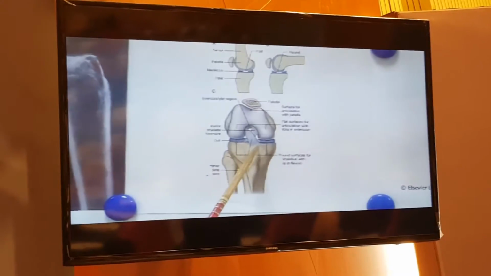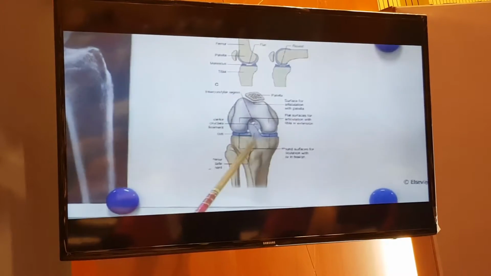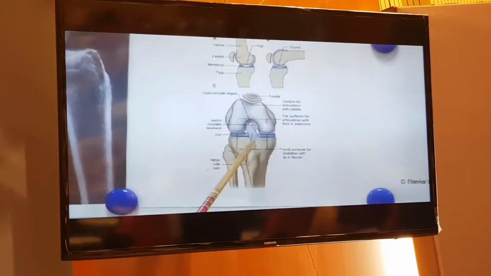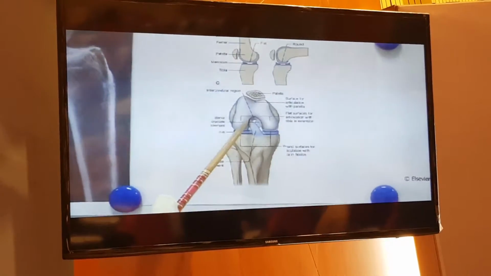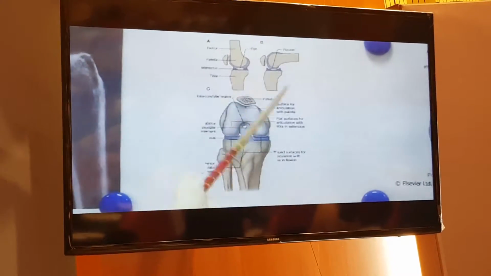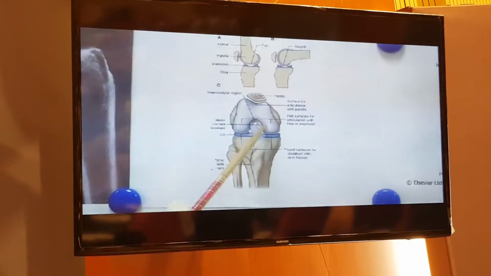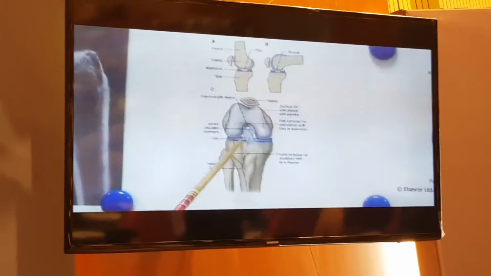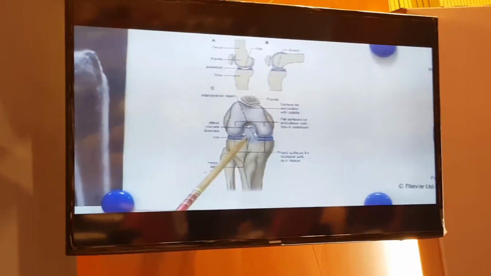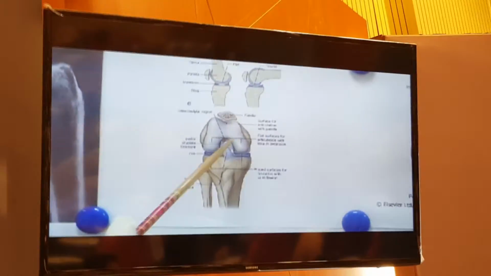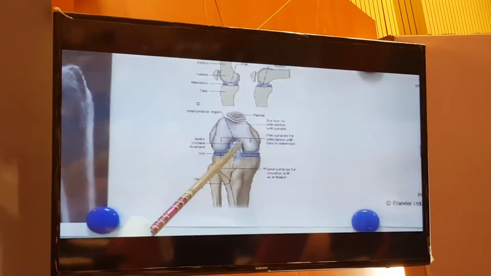Okay, the anterior cruciate ligament is attached to the anterior part of the tibia and to the lateral condyle of the femur, and the posterior cruciate ligament is attached to the posterior part of the tibia in the intercondylar area and to the medial condyle of the femur.